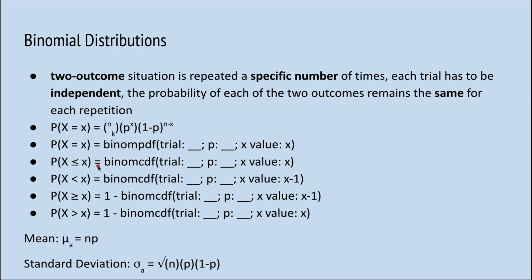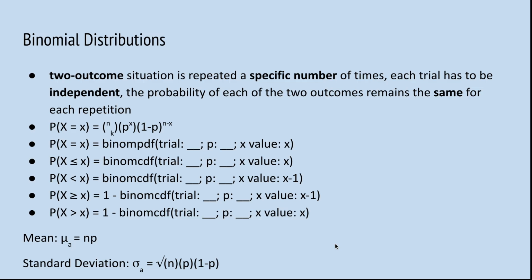So we'll go to binom CDF of 5 or less. He has 10 trials. Probability of each success is 0.7. And if we're saying 5 or less, we plug in 5 for the x value, and we get 0.15. So a 15% chance of that happening.